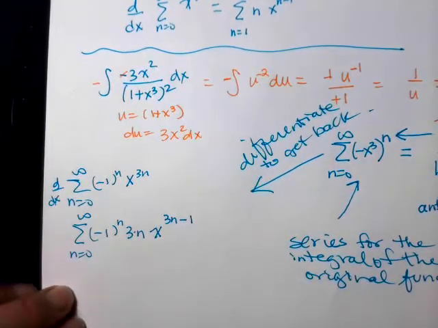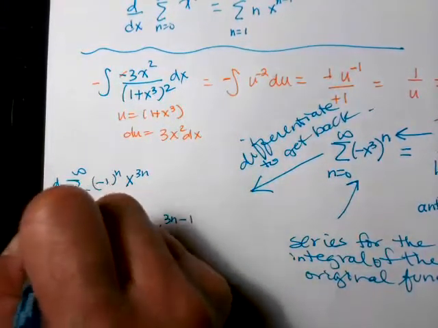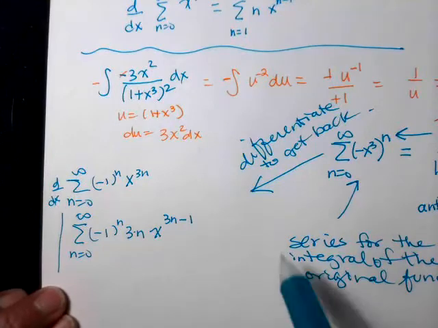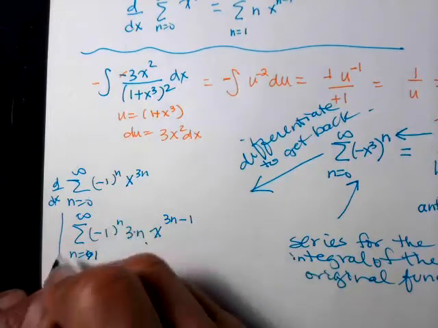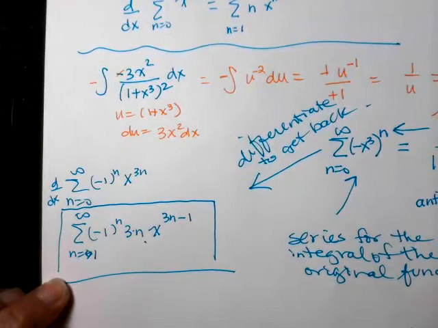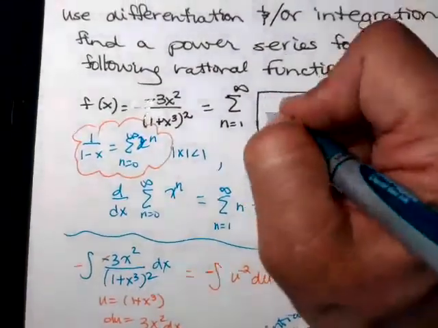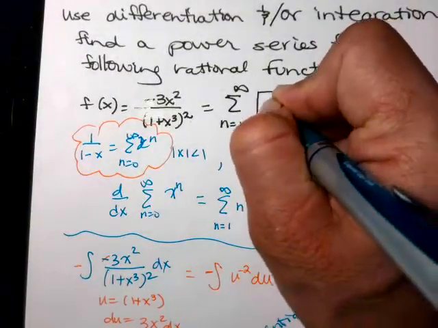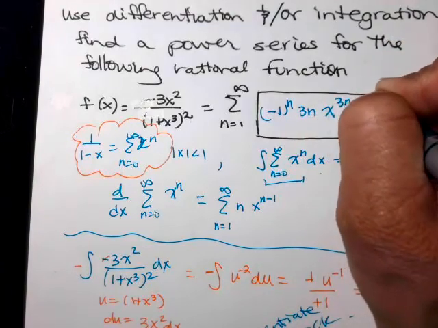So that plus c that I didn't bother writing until the end, the reason why it doesn't matter is that once we take the derivative to get back, the derivative of that constant would be 0, so it goes away. Do I keep my 0 here? No, that's going to zero it out, so you can start at 0. It doesn't matter. Most people are going to start at 1. So that is what's going to go in that box up top. I'm going to copy it into the answer box. So this is going to be equal to negative 1 to the n times 3n times x to the 3n minus 1.